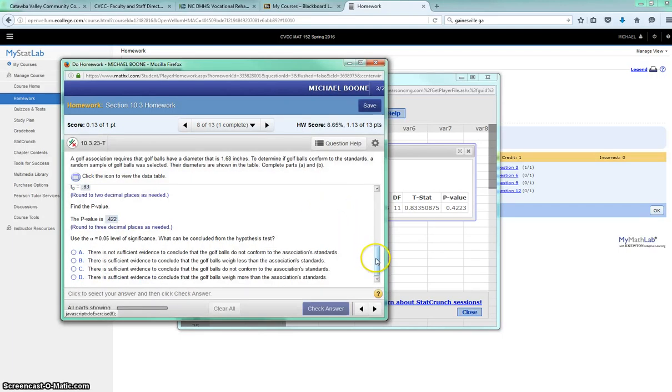And now lastly, what are we going to do? Are we going to reject or fail to reject? There is not sufficient evidence to conclude that the golf balls do not conform, or there is sufficient evidence. When we see there is sufficient evidence, usually that means we are going to reject. There is not sufficient evidence to conclude that the golf balls do not conform to the association standards. Since this is a fail to reject, we have not sufficient evidence.